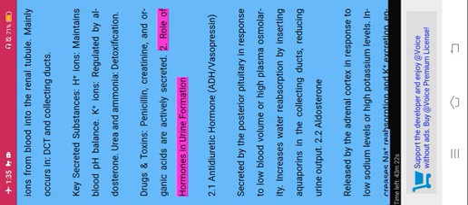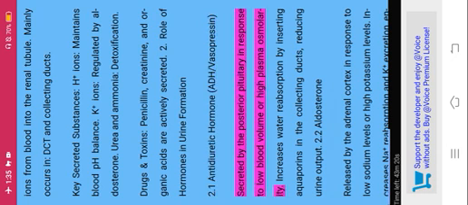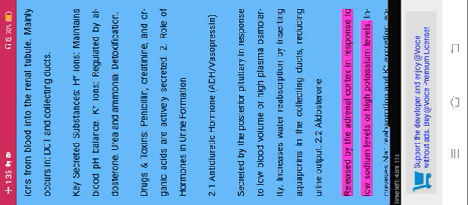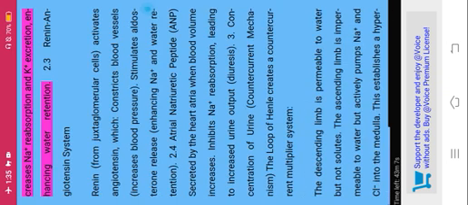2. Role of hormones in urine formation. 2.1 Antidiuretic hormone, ADH, vasopressin. Secreted by the posterior pituitary in response to low blood volume or high plasma osmolarity. Increases water reabsorption by inserting aquaporins in the collecting ducts, reducing urine output. 2.2 Aldosterone. Released by the adrenal cortex in response to low sodium levels or high potassium levels. Increases Na reabsorption and K excretion, enhancing water retention.